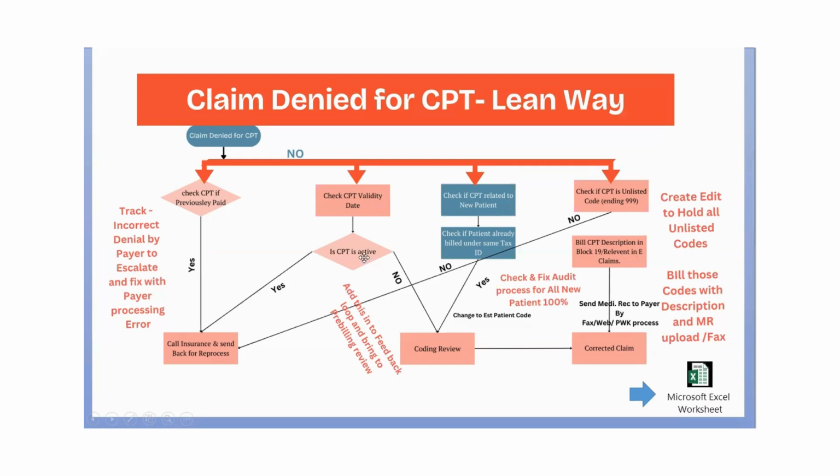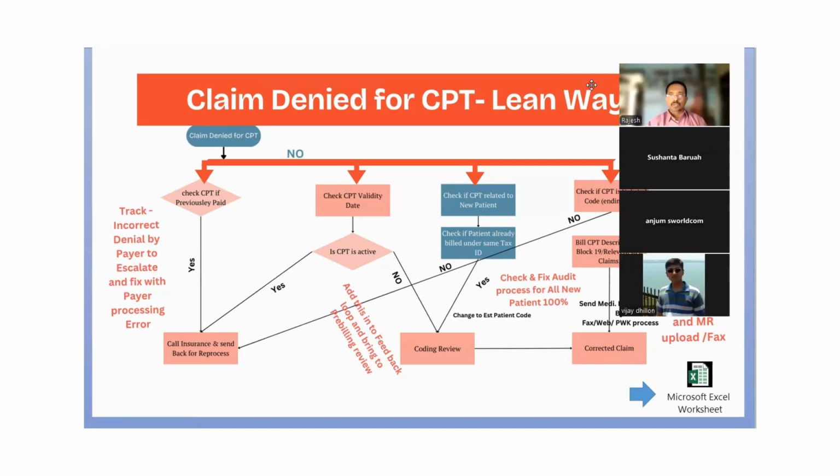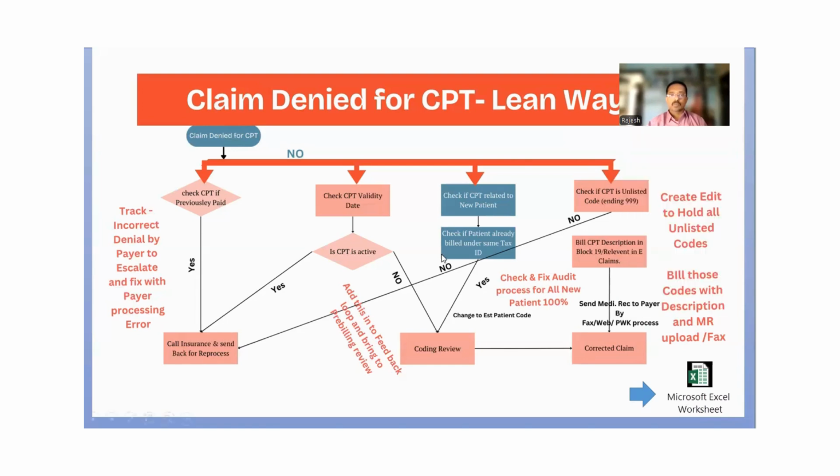And when it comes to the inactive code, you identify which codes are coming as invalid codes. Add these to your pre-billing review SOP. When the charge is getting entered, you identify what codes they are billing and why they are coming in. You stop the billing in the charge entry itself. Instead of getting a denial, you fix it and bill the corrected claim.